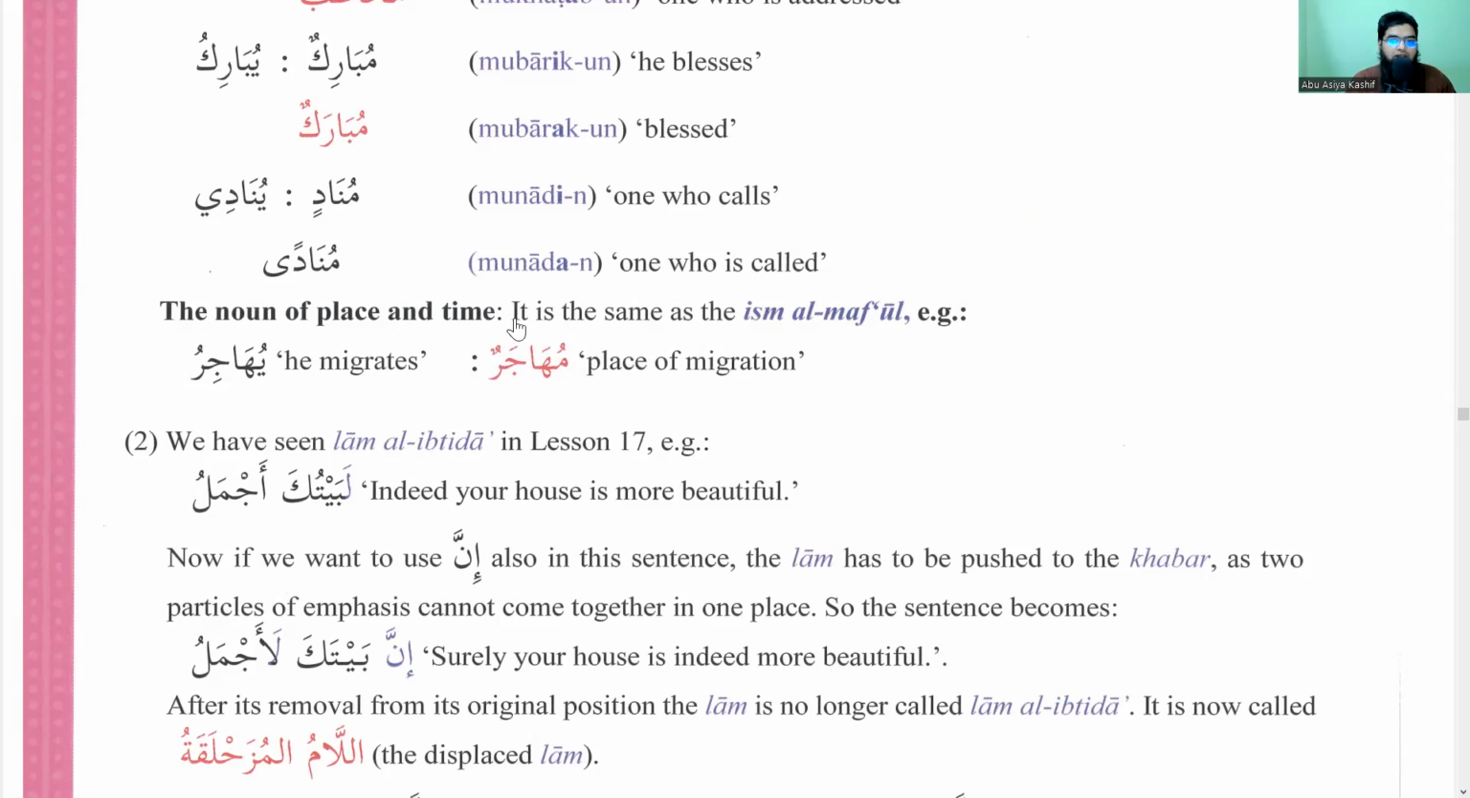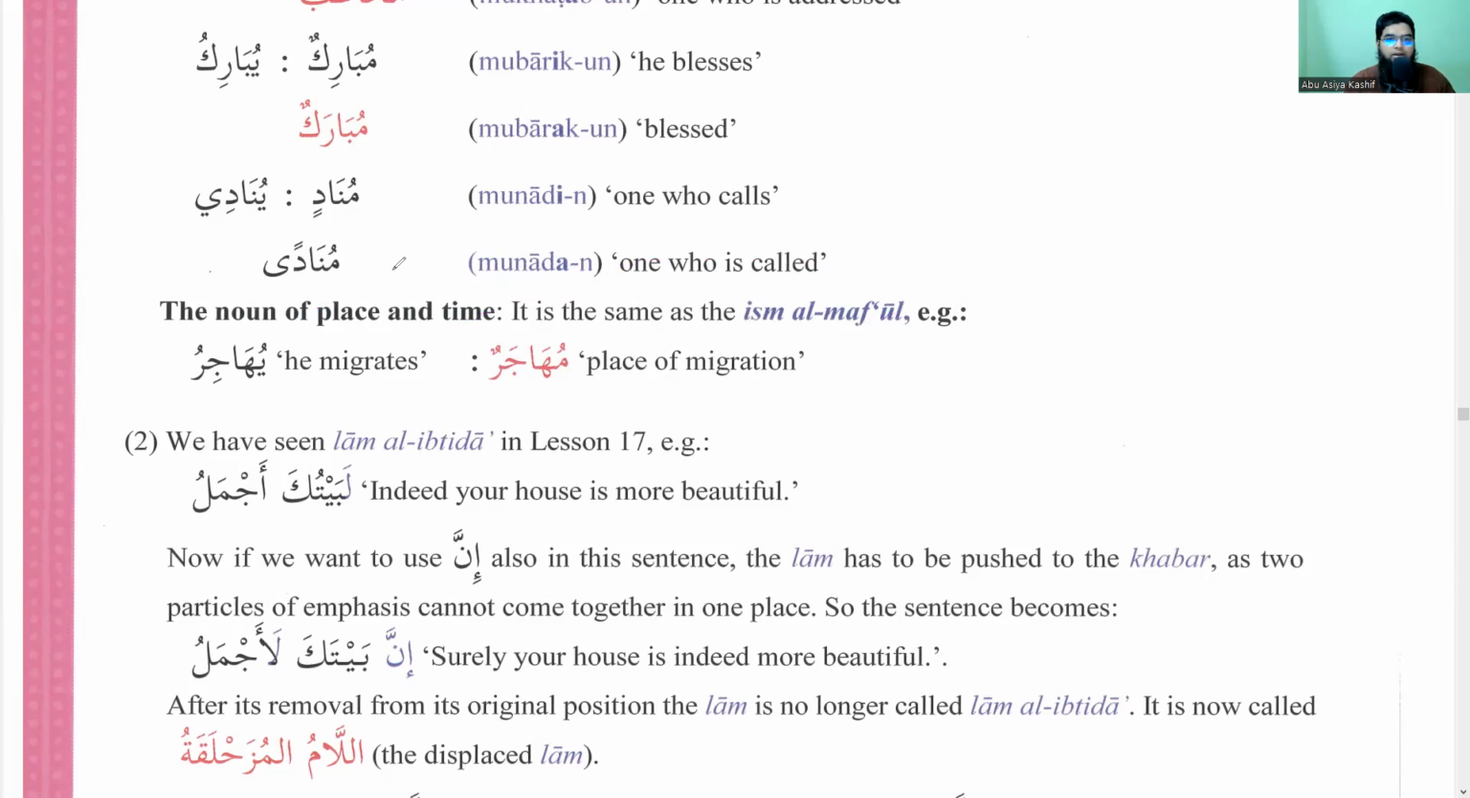And hajar, yuhajiru. So the noun of place and time is also the same. It's the same as ismul maf'ul, correct? So all the mazid fi is the ismul maf'ul is equal to ismul zaman wa makan, right? Ismul zaman wa makan. It's the same. Noun of place and time is same as ismul maf'ul. That is what? That is mu plus fatha at the second last letter.